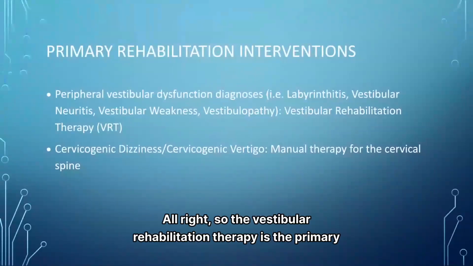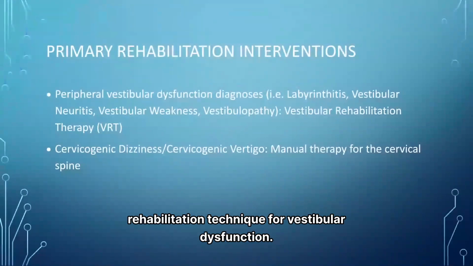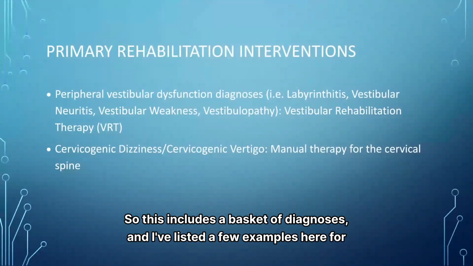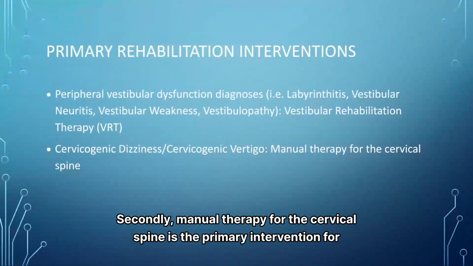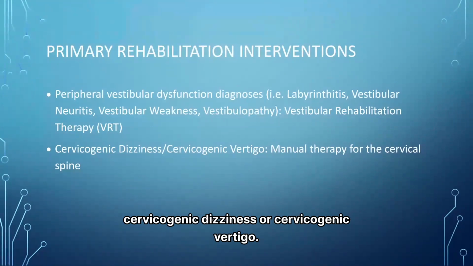All right, so vestibular rehabilitation therapy is the primary rehabilitation technique for vestibular dysfunction. So this includes a basket of diagnoses, and I've listed a few examples here for you. Secondly, manual therapy for the cervical spine is the primary intervention for cervicogenic dizziness or cervicogenic vertigo.